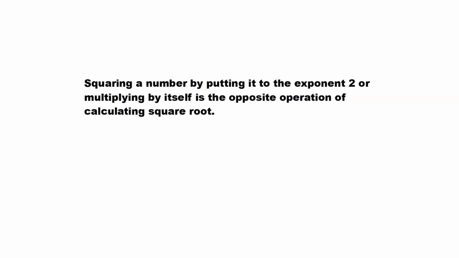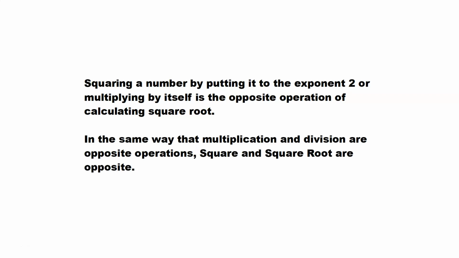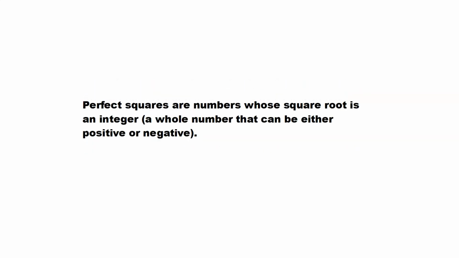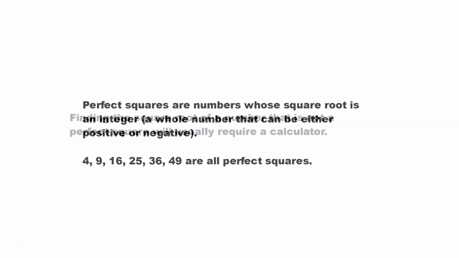Squaring a number by putting it to the exponent 2 or multiplying it by itself is the opposite operation of calculating a square root. In the same way that multiplication and division are opposite operations, square and square root are opposite. Perfect squares are numbers whose square root is an integer, or a whole number that can be either positive or negative. 4, 9, 16, 25, 36, 49 are all perfect squares.